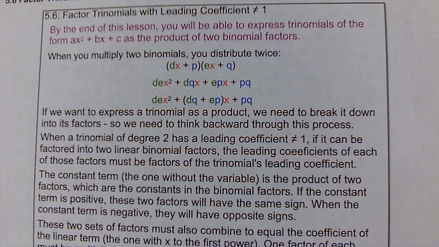So when you combine the like terms that have the same power of x, the first term has a leading coefficient of d times e, and the last term has a coefficient of p times q, but the middle term is a combination of the d times the q and the p times the e. So what we're going to talk about is taking this process backwards, starting with something that looks like ax^2+bx+c and breaking it down into the product of 2 binomials.